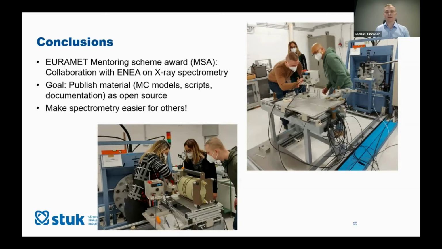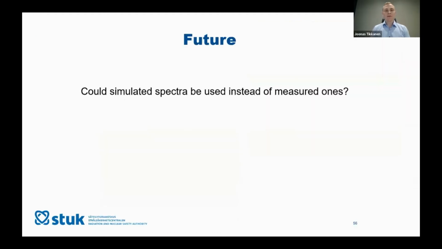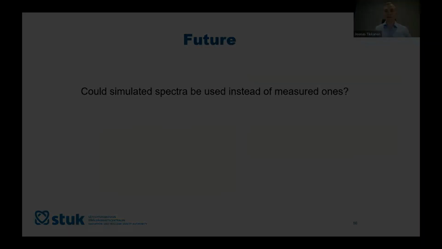And I will leave you with an open question that works as a good segue to Gavin's presentation. Could we, in the future, use simulated spectra instead of the measured ones? As you will see, this is for the end user quite a lot easier than measuring your own spectra. But thank you for your time.